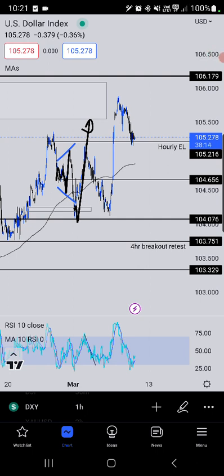Try to keep this one small. I'm just going to do DXY, S&P, and maybe EU, but that'll be about it. And then maybe gold or silver. I'll see how I feel.